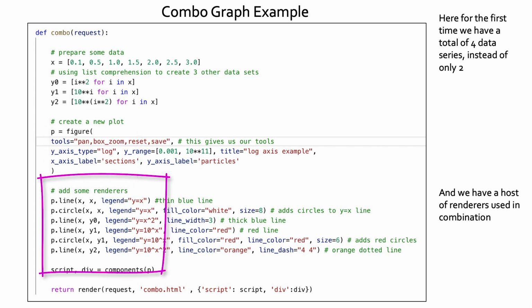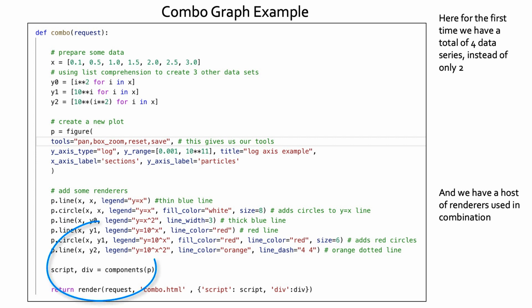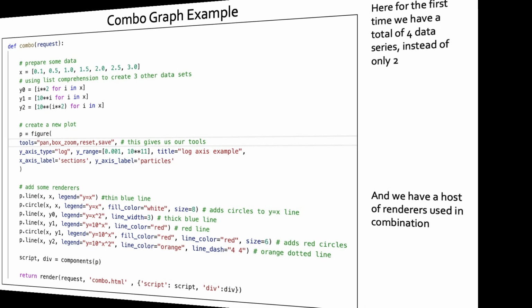And we see here that, and we're going to see this on the next slide as well, the first one, p.line x, x, legend equals y equals x, is going to be the first thin blue line. We're going to go into this on the very next slide, so I won't go into all of these here, but it speaks to the complexity that one can get when they're using a Bokeh graph. Of course, we have our script, div equals components, we feed it p, and then we have our return render statement as we usually do. So let's flip over to the next slide and see what this is all about.